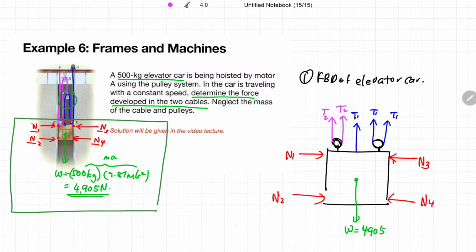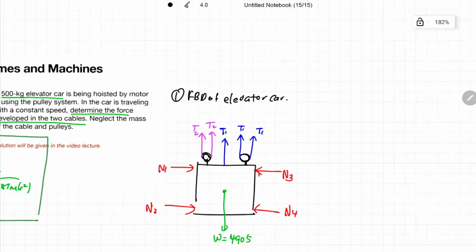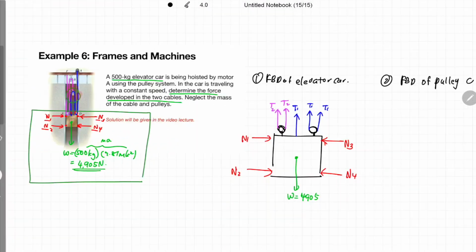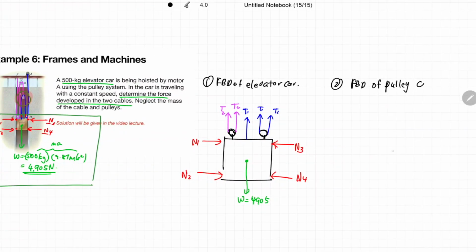Okay, we can't really apply the equilibrium condition in this particular free body diagram because there are many unknowns. There are T1, T2, N1, N2, N3, N4. So, you just need to construct another free body diagram. This time around, I'm going to construct the free body diagram at pulley C. Now I'm going to sketch pulley C like this.